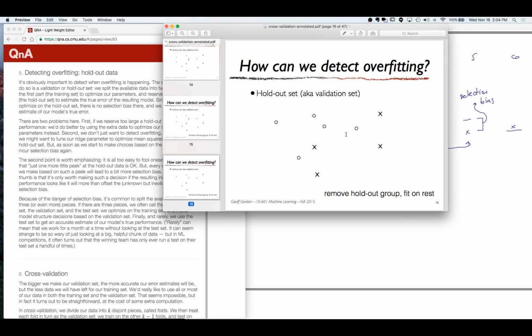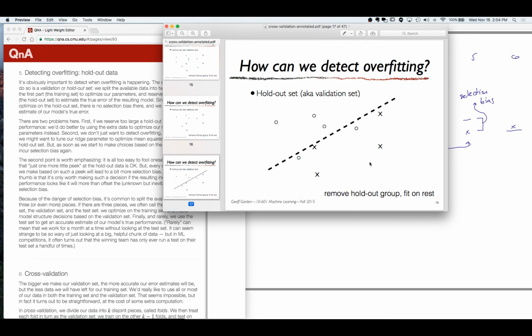Then once we've removed it, we optimize our model parameters on the remaining data. So here, this is a classification problem, so y is either 0 or 1, and we can fit a regression model to this data, and we can split at where the regression prediction passes through a half, and that will be a good decision boundary. That's a pretty decent classifier. And that looks like this, right?